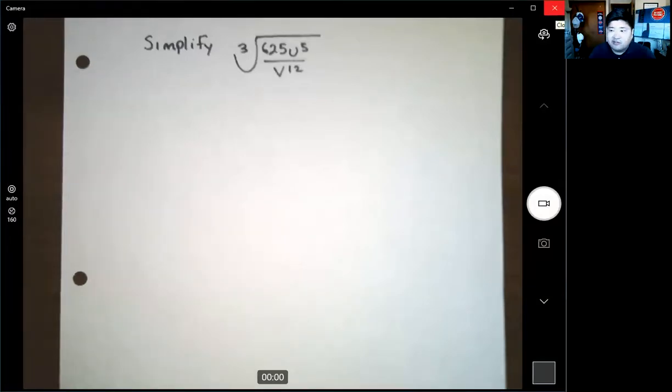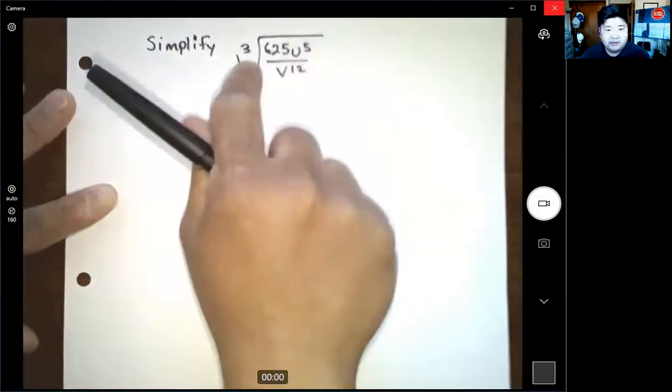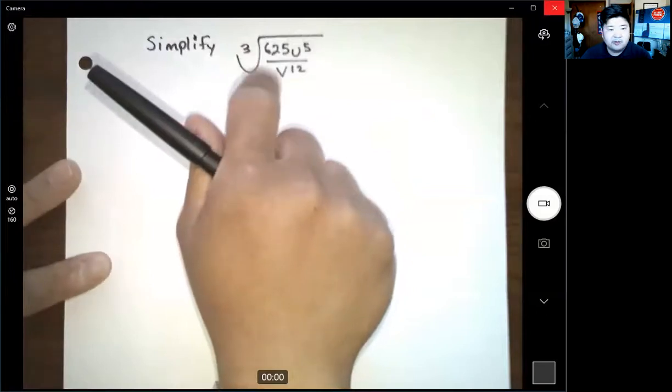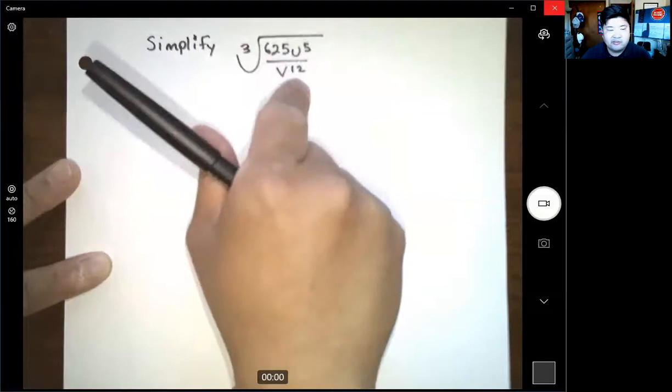Hi everyone, this is Professor Oaks, and in this video we are going to simplify this expression right here, the cube root of 625u to the 5th power over v to the 12th power.